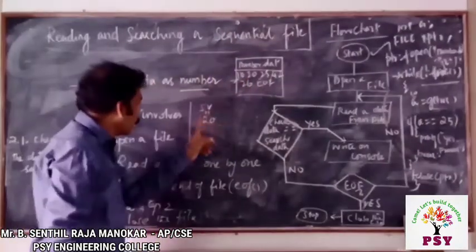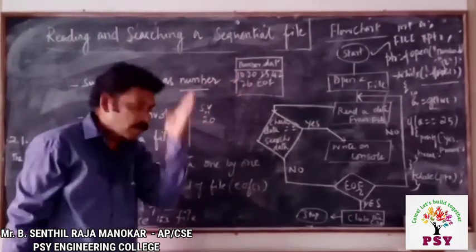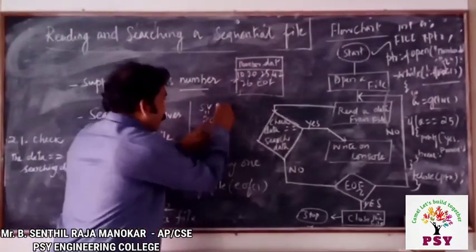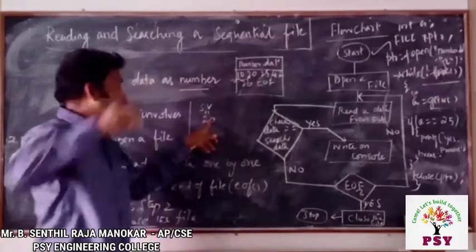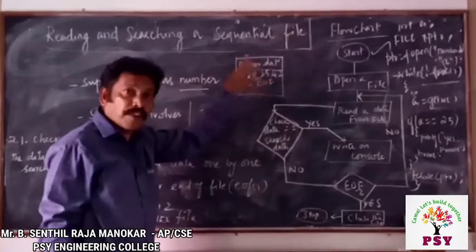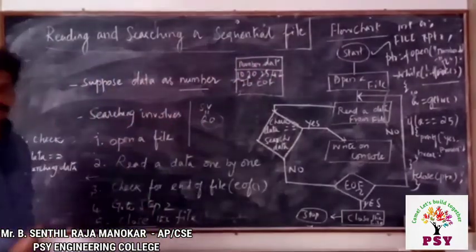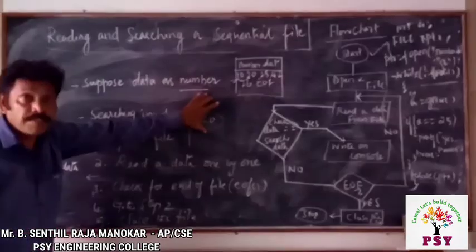So start from the beginning. We have to check: 20 is not equal to 10, so no value found there. Then the pointer moves to the second one. Now check the value. Yes, found it. Our file has the value 20. That is the process we are going to do.